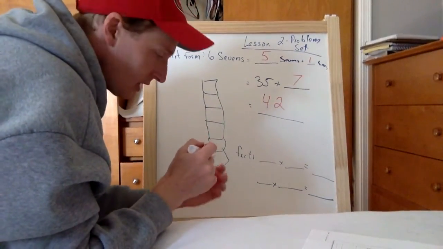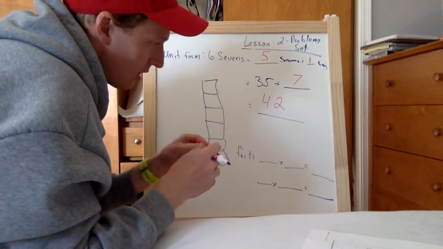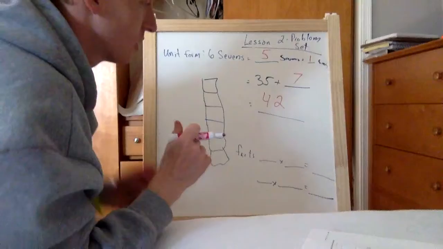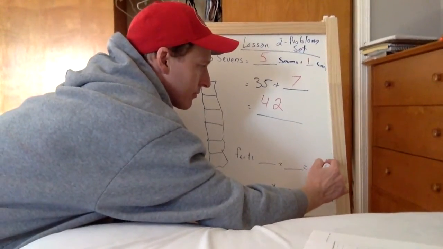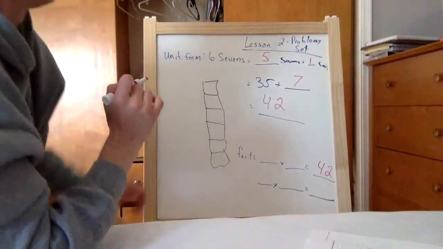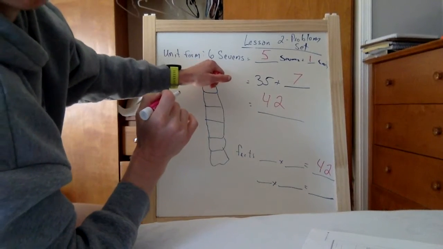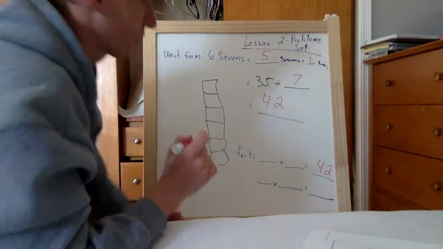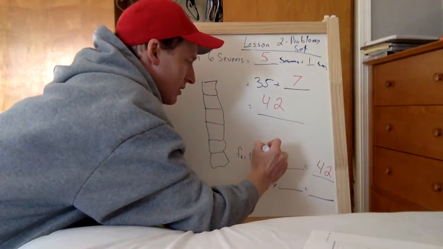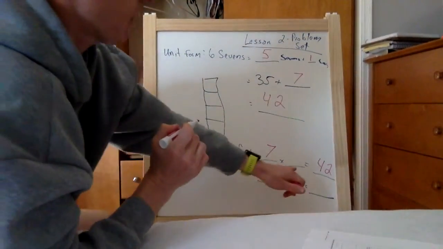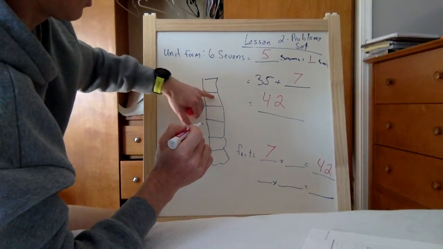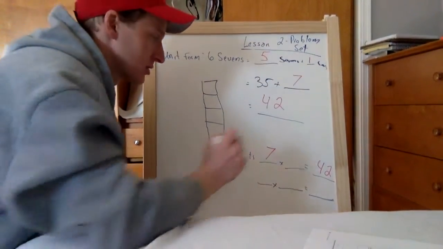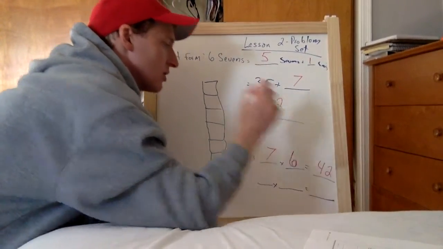Okay. Now they want us to find our facts. We have to figure out what two numbers we multiplied to get the answer of 42. Well, they already told it to us up here, 6 sevens, but we know that each box is 7, so the first number should be 7. And then how many boxes are there? 1, 2, 3, 4, 5, 6. So 7 times 6 equals 42.